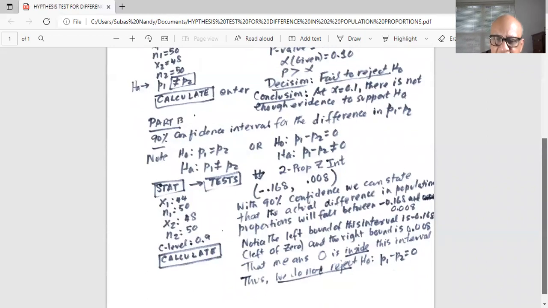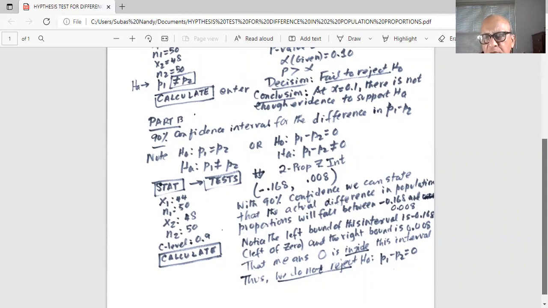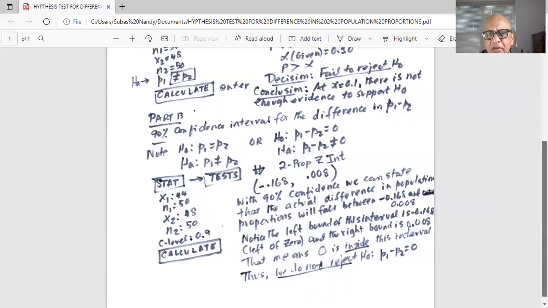And again, we reached the same conclusion by calculating the 90% confidence interval for the difference in the two population proportions. And that interval contains 0. So we do not reject the null hypothesis that P1 minus P2 equal to 0.